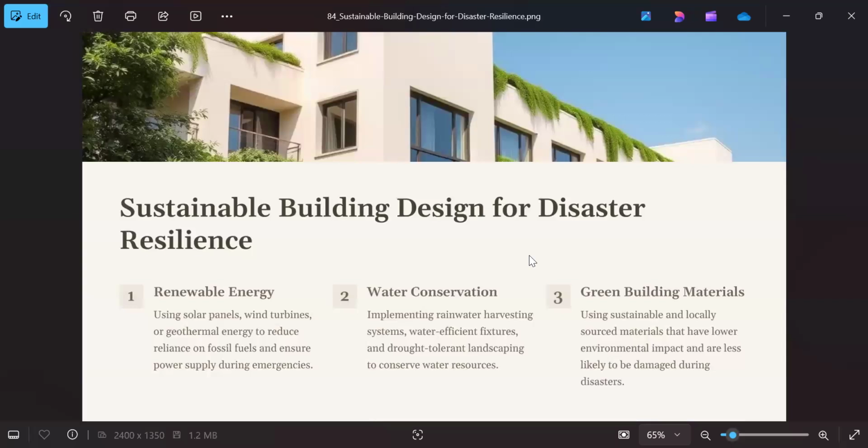So, what are these? Using solar panels, wind turbines, or geothermal energy to reduce reliance on fossil fuels and ensure power supply during emergencies. These are the topics for sustainable building design and disaster resilience. Implementing rainwater harvesting systems, water efficient fixtures, and drought tolerant landscape to conserve water resources, and then using sustainable and locally sourced material that have lower environmental impact and are less likely to be damaged during disaster. So these are the three points that are very important to be considered for the design of disaster resilient infrastructure.